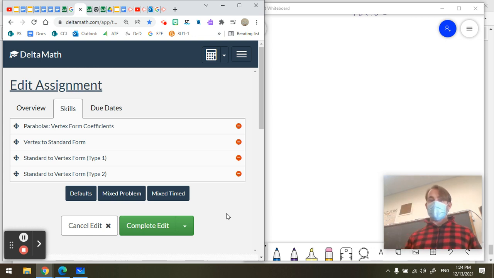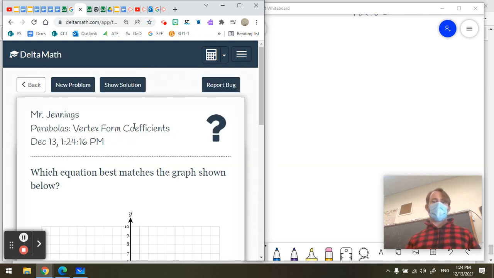And the Delta Math covers a lot of the things that we reviewed in the beginning, as well as completing the square. So you're going to take a look at some of these examples. First of all, I just want to get people some practice reading vertex form.